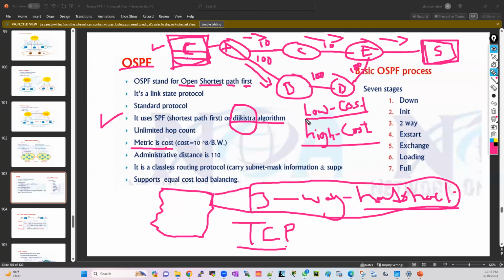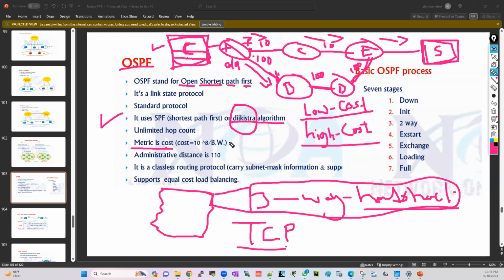It uses a formula of what? Metrics of low cost. It calculates the cost based on bandwidth. If this side has a fast Ethernet interface, and this has gigabit, this one has a 100 gigabit interface, this particular path will be considered the best path to forward the packet than this side.